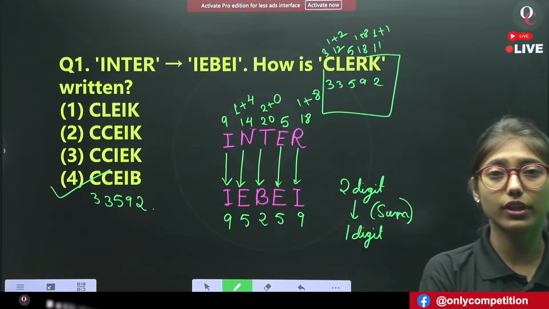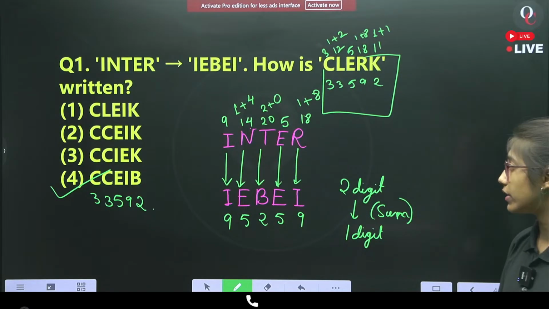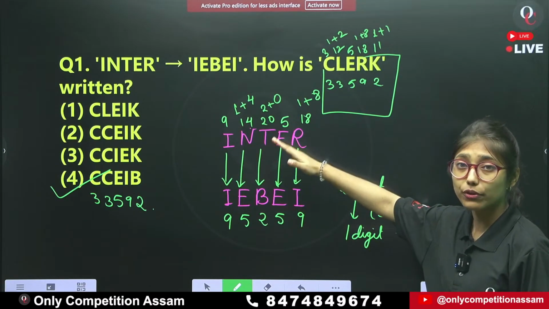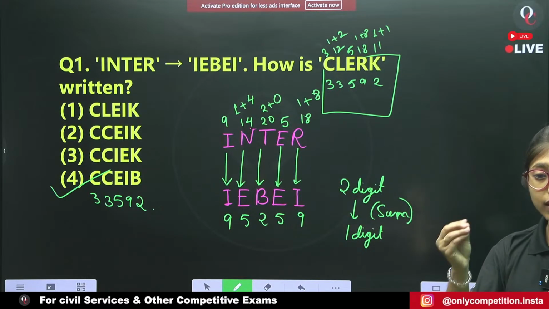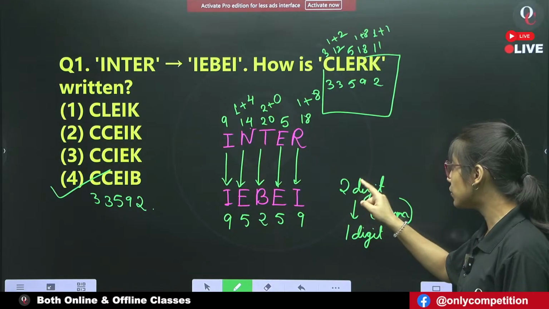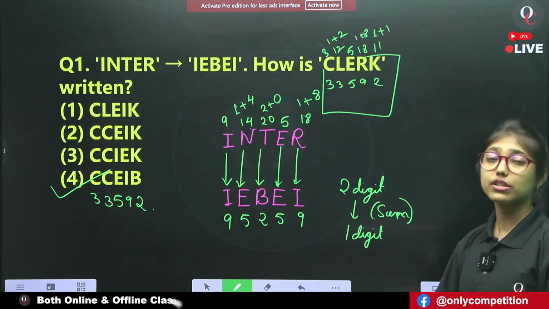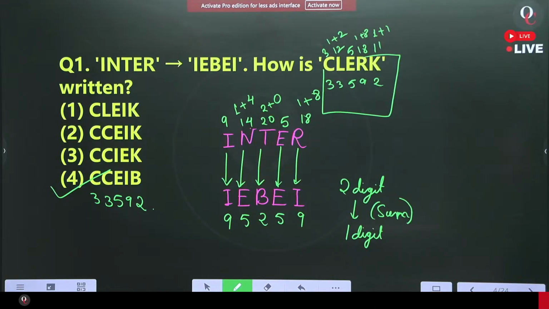Understood? Okay. Now, in this particular question, we have used the vertical pattern. In this vertical pattern, we have converted the 2-digit number into a 1-digit number by adding the 2 digits. Fine?